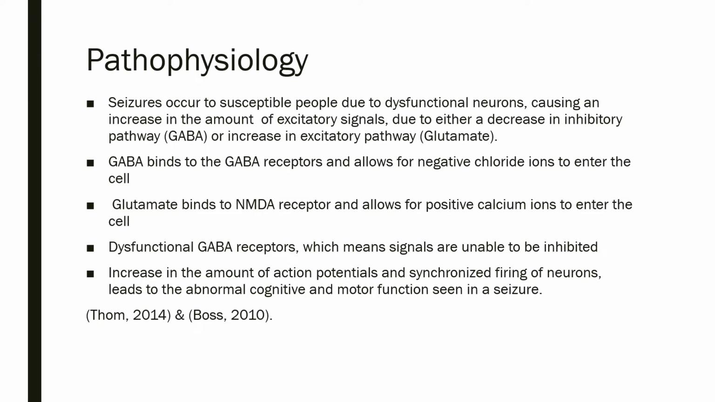Within the brain and the nervous system, GABA binds to the GABA receptors, which control the opening and closing of the negative chloride channels, whereas glutamate binds to the NMDA receptor and allows positive calcium ions to enter the cell. The opening and closing of the channels controls the polarization and depolarization of the cell membrane. However, people with epilepsy often have dysfunctional GABA receptors and as a result are unable to inhibit the signals. Due to this, there is a rise in the cell membrane's polarization above the normal resting membrane potential, which brings it closer to the point where an action potential is formed.